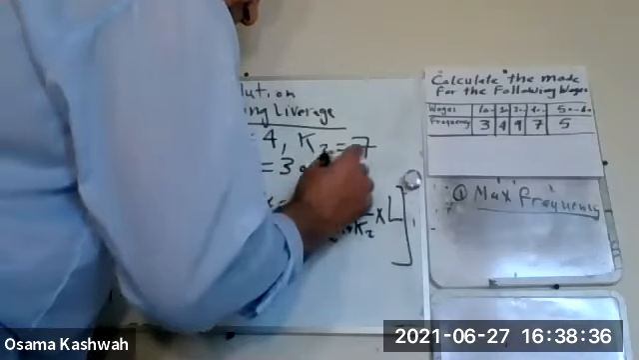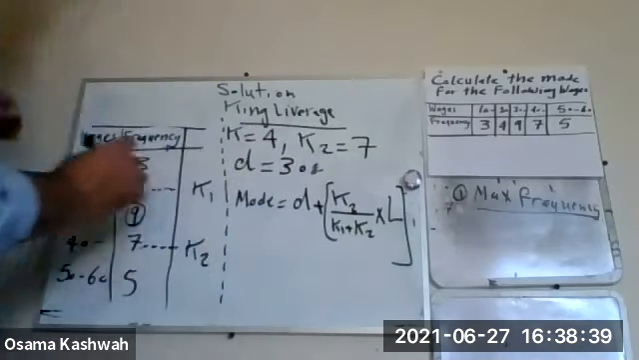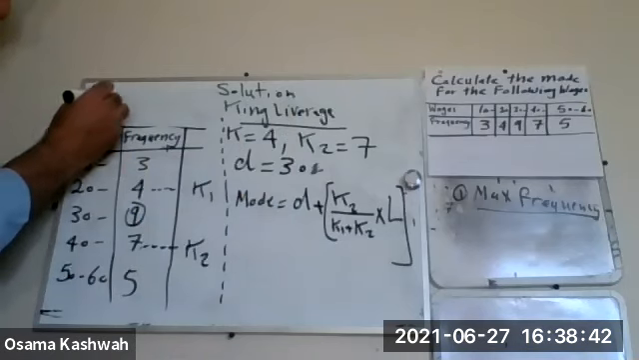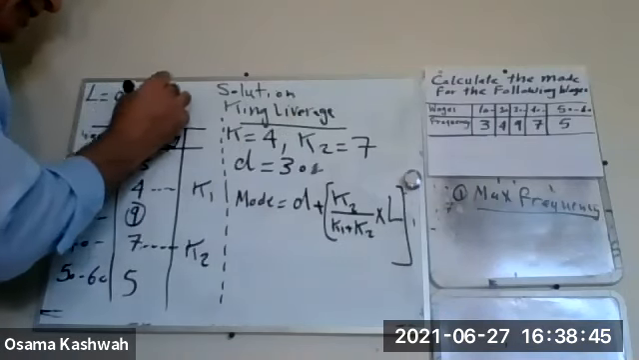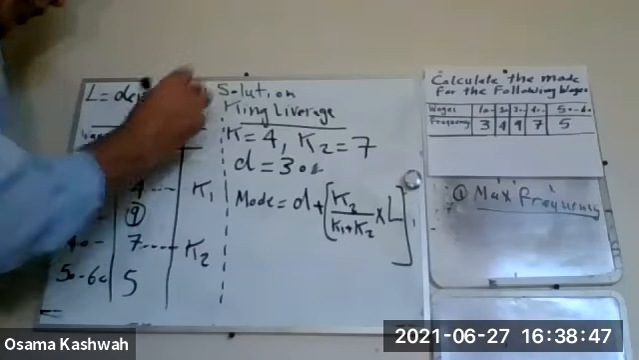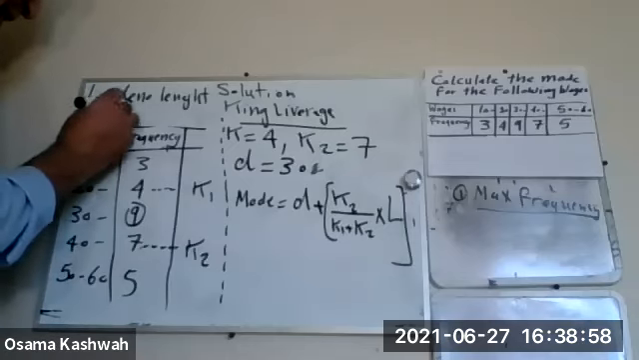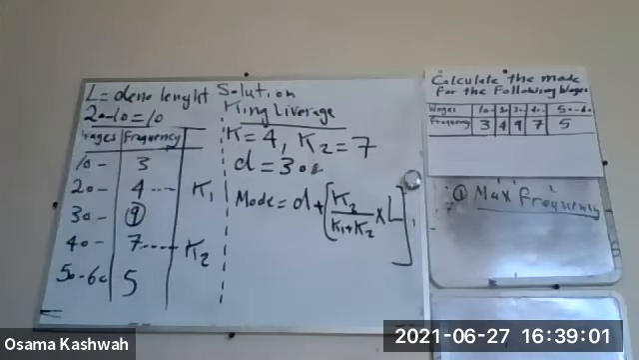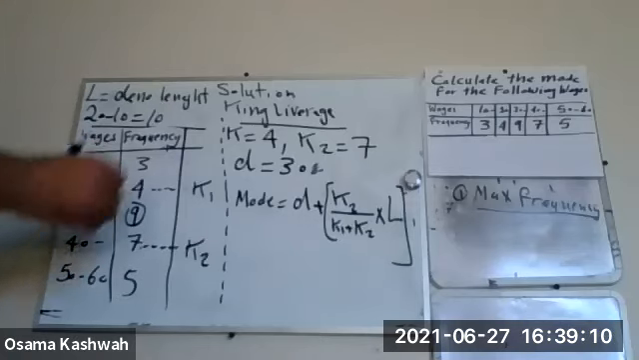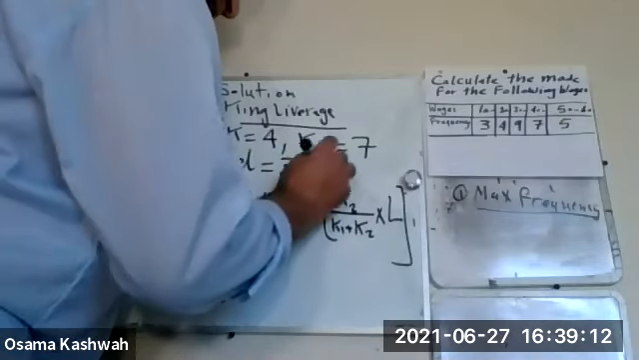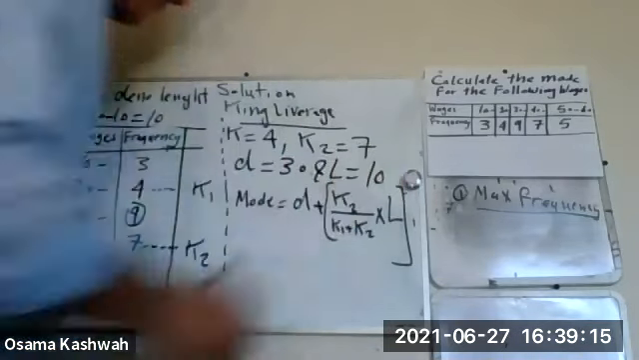I will write it here: L, the denomination length. So what is the denomination length here? It is the difference between each two numbers from here. 20 minus 10 equals 10, and so on. 30 minus 20 equals 10. 40 minus 30 equals 10. 60 minus 50 equals 10. So the length equals 10.